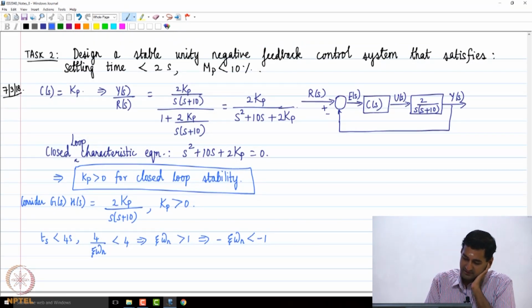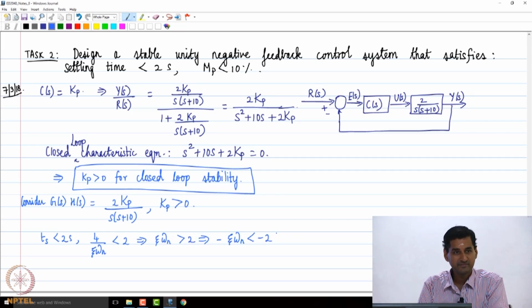Okay, so we wanted 2 seconds, right? Sorry about that. So we wanted 2, so zeta omega n should be greater than 2, and minus zeta omega n should be less than minus 2. Am I correct? Okay, so that's what we chose in this particular problem.